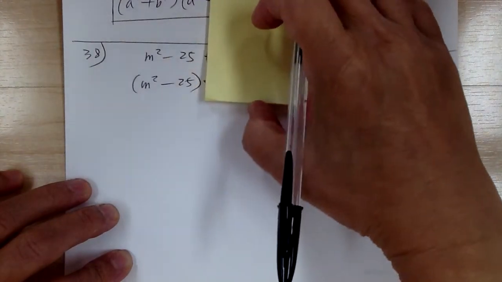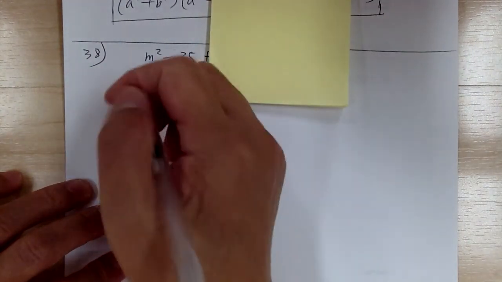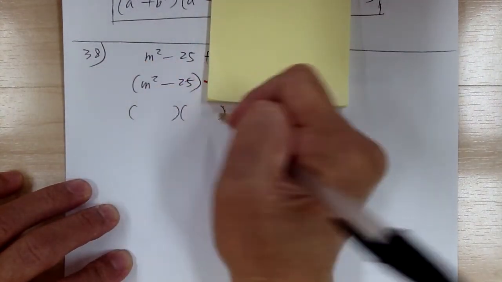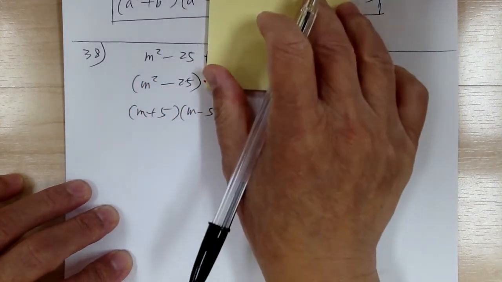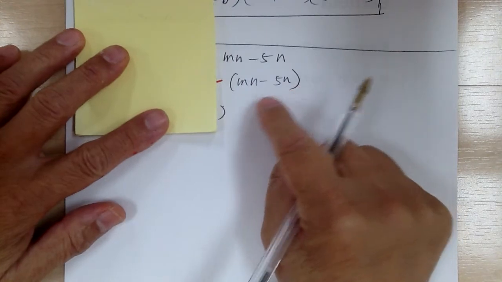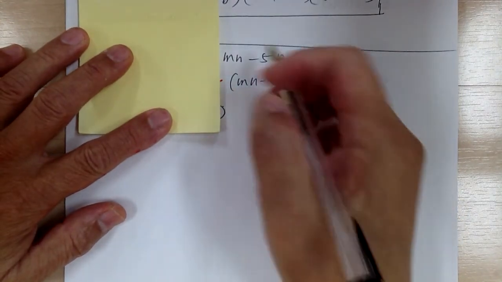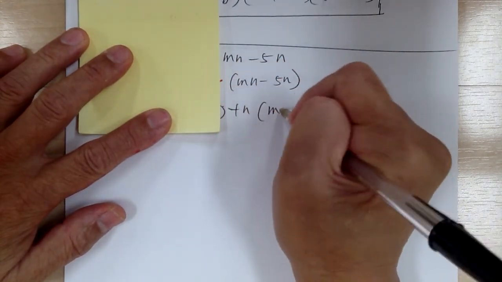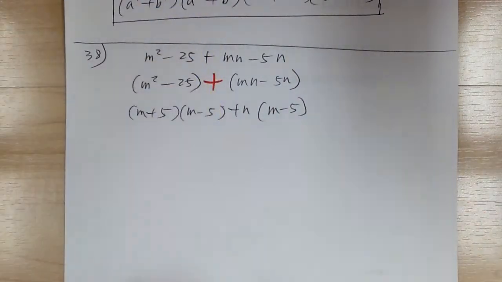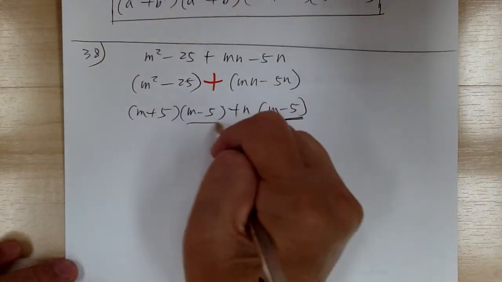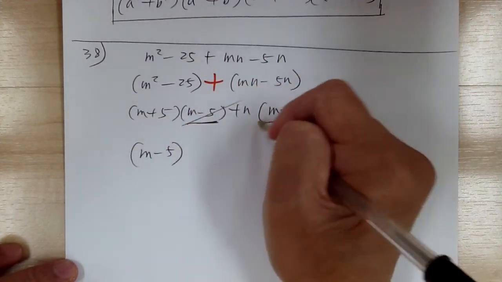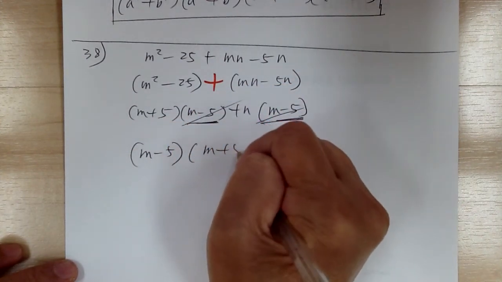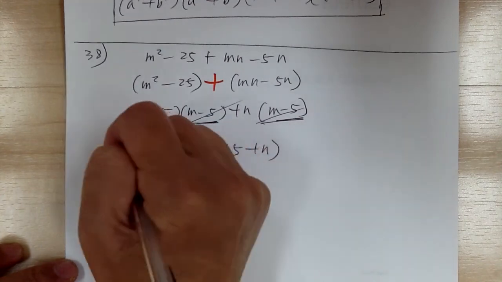So the first half, this is the difference of squares, so you have to break into conjugates, so it'd be m plus 5, m minus 5. And then the second half, you can factor out the n, so you get m minus 5. Now you have m minus 5 here, m minus 5 here, so you can factor it out. When you factor out, it's gone. So you're going to get m plus 5 plus n.